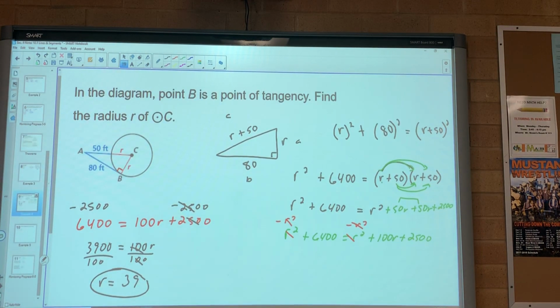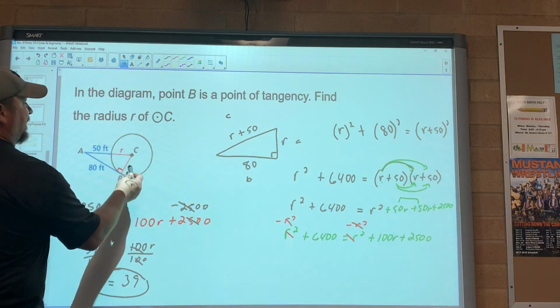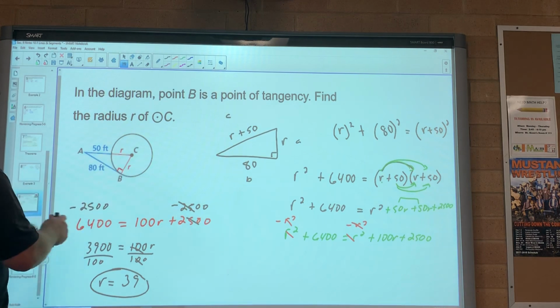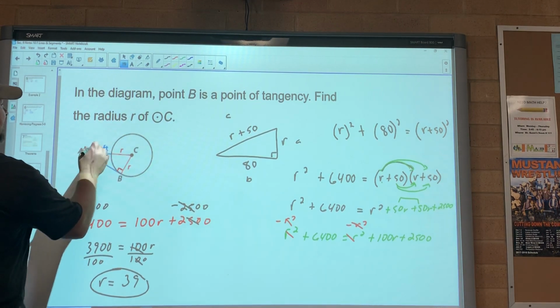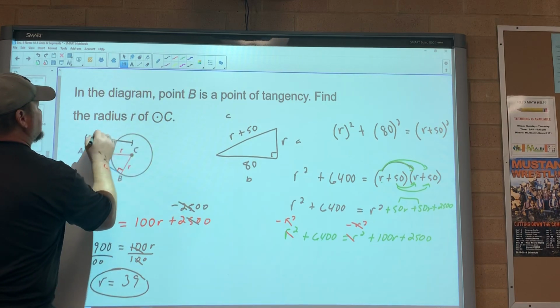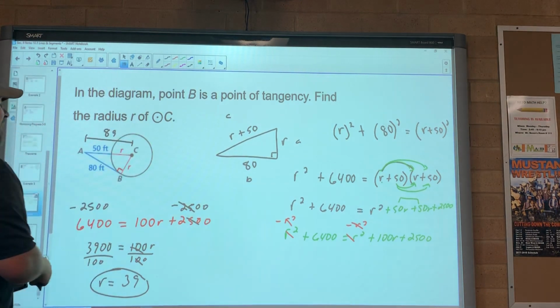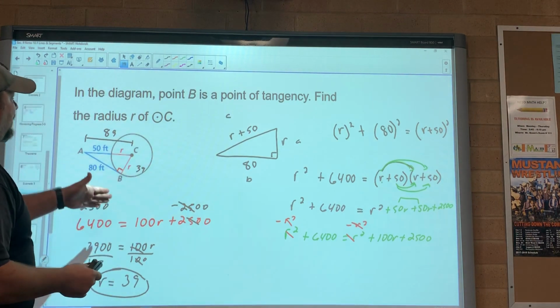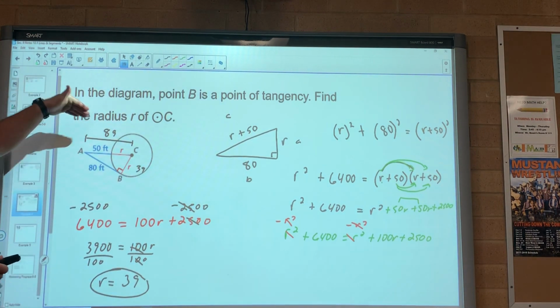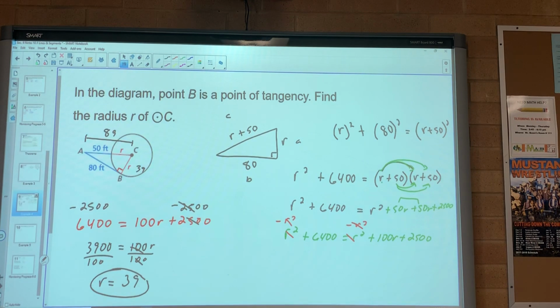Okay? And we could prove that. We could actually test it and prove it. We would then put 39 right here. We would put 39 right there. 50 plus 39 is 89. And so this total distance is 89. And if you did 39 squared plus 80 squared, it will equal 89 squared. And that would be the proof to it, okay?